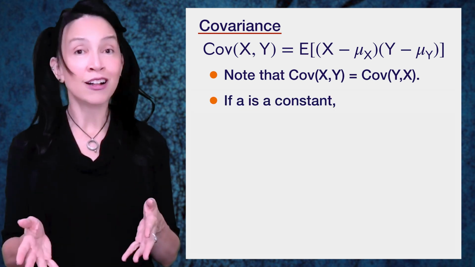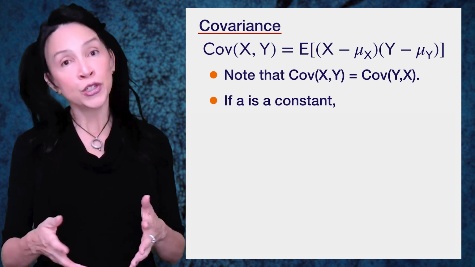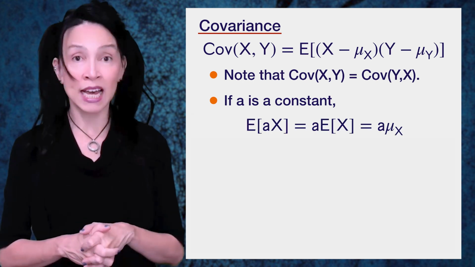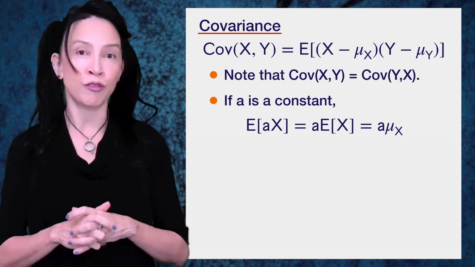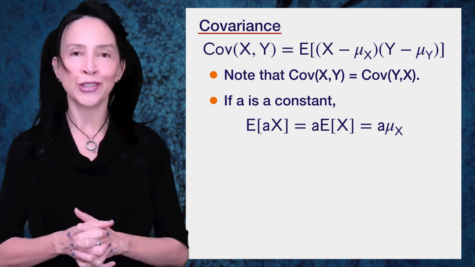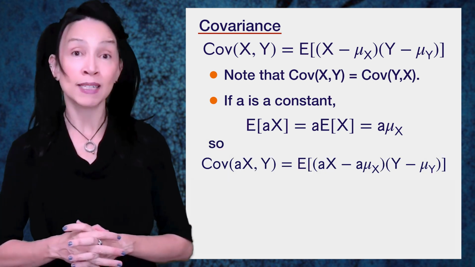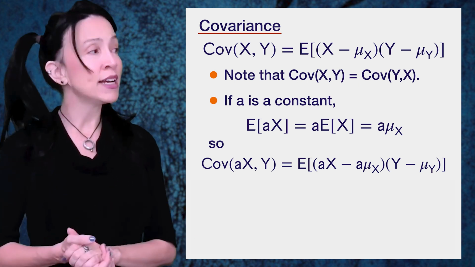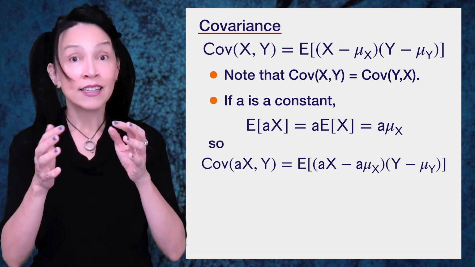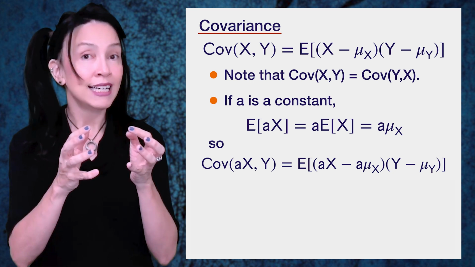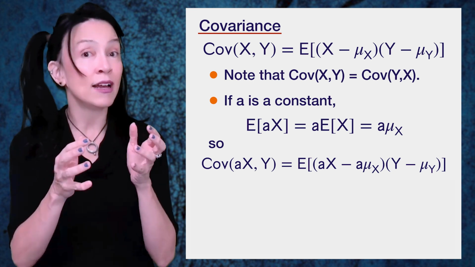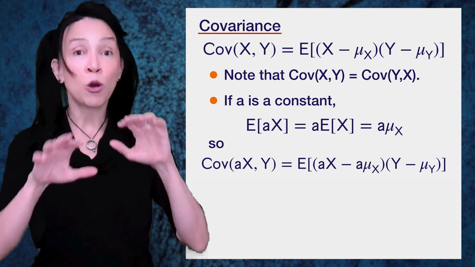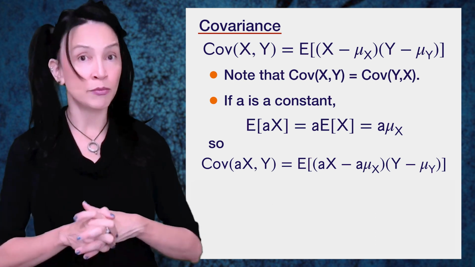Suppose that A is a constant, not a random variable. We do know the expected value of A times X is A times the expected value of X. With that, we're ready to look at the covariance of A times X and Y. This, by definition, is the expected value of A times X minus the mean for A times X, which is actually A times the mean for X. And that whole thing gets multiplied by Y minus mu sub Y.